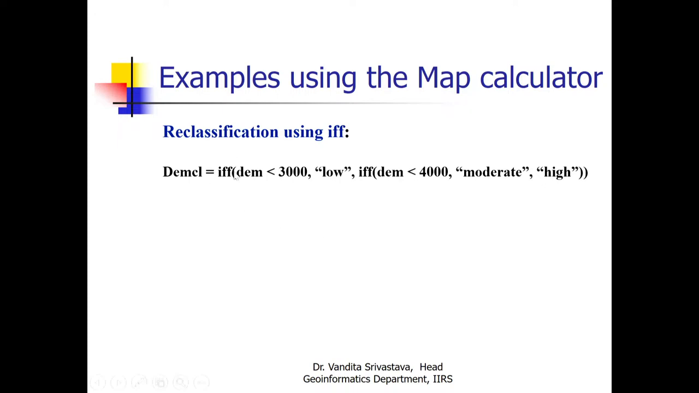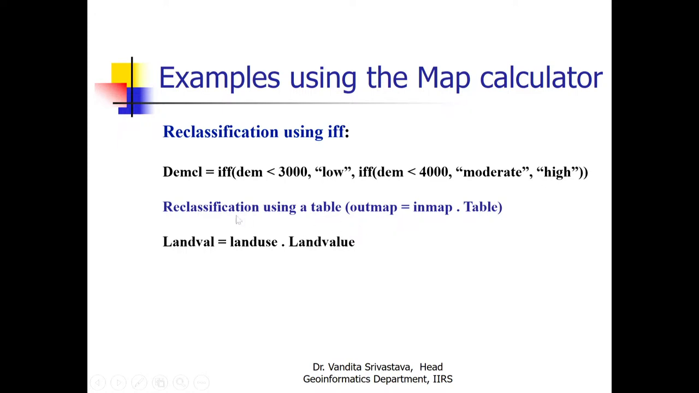Then this is an example of conditional if statement which is nested. So there is one if statement inside another if statement. Then there is this format I already showed you, the input map dot the table and dot the column. The new map name is equal to the table name dot the column name.